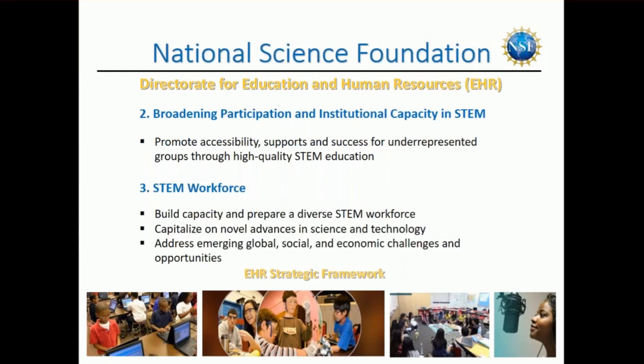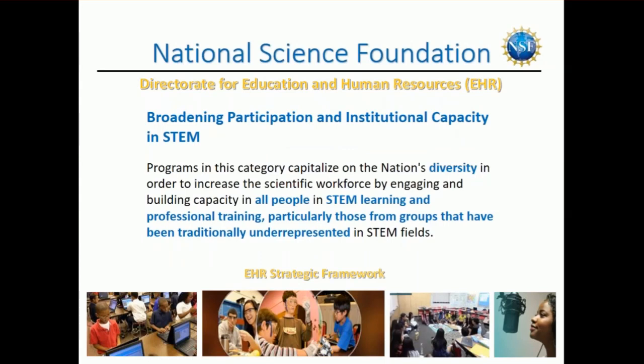A second theme is broadening participation in institutional capacity. What that means is increasing the capacity of museums, media, and other institutions in our society to engage underrepresented populations through high quality STEM education, media productions, and other means of getting engaged in science. The third investment theme is the STEM workforce. While the AISL program itself doesn't have STEM workforce as its mission, there are other NSF programs such as ITEST, the Innovative Technology Experiences for Students and Teachers, that have a specific focus on workforce, but workforce development can be an important theme in an AISL project. It's not required, but it can be a useful theme.